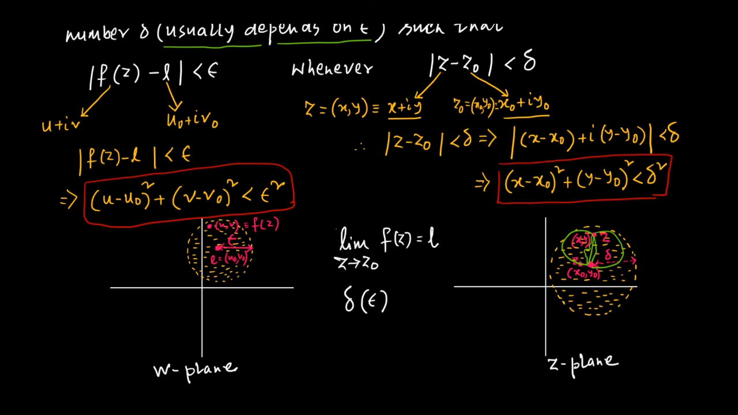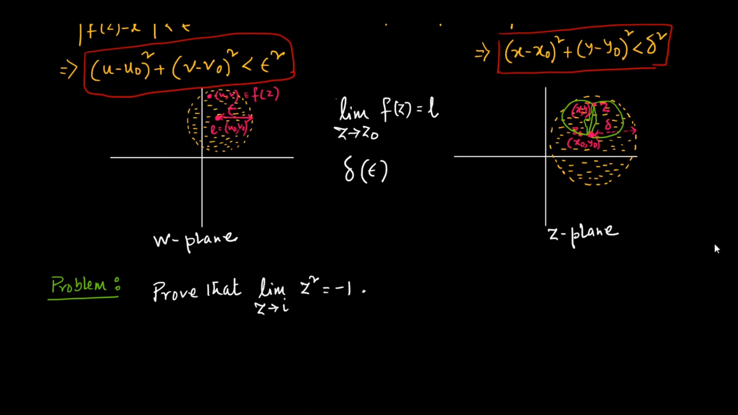Now let us solve a problem. Let us see how we can solve a problem using this definition. Let us consider a very simple problem, this one. Prove that limit z tends to i of z square is equal to minus 1. That means z square will approach minus 1 as z tends to i.